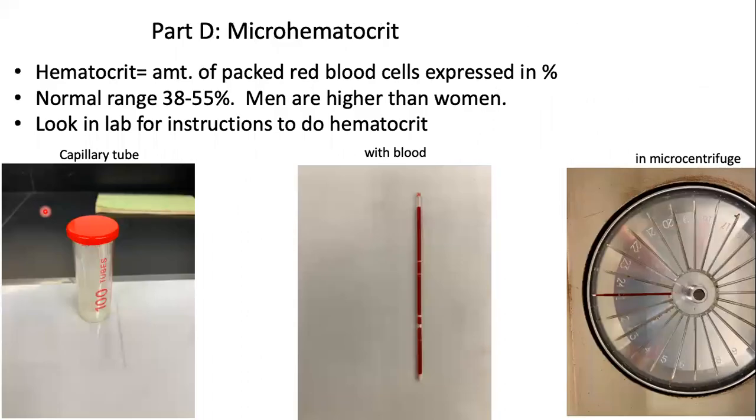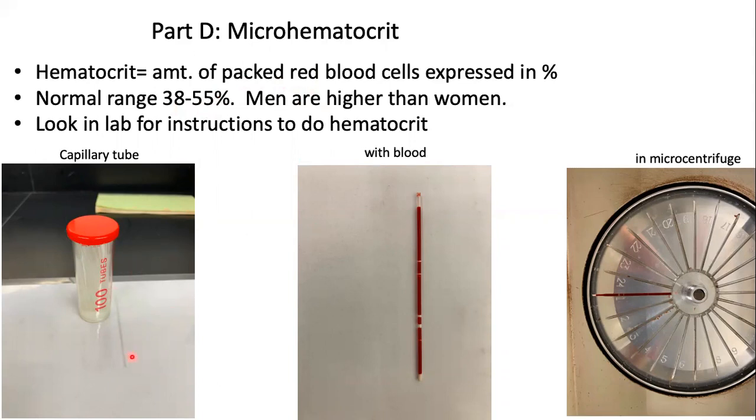Okay, part D is microhematocrit. So you're going to tell the hematocrit of the sample. So hematocrit is amount of packed red blood cells expressed in percent, normal range about 38 to 55%. So I would say women are about 38 to 42. Men are about 42 to 55%. It depends. I talked about this in lecture. So remember, if you have low oxygen, your hematocrit's going to be higher because you have more red blood cells in circulation. Read the instructions on how to do it.